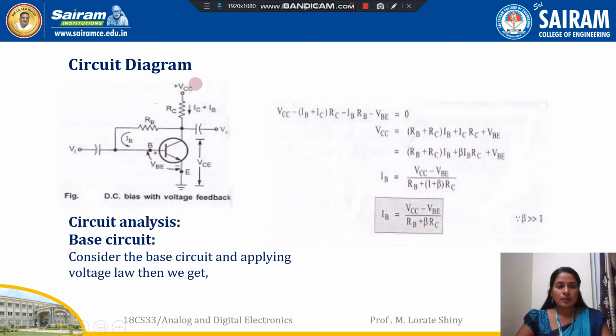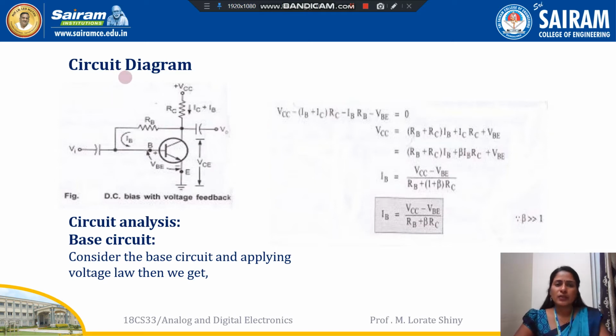In this biasing circuit, the biasing resistor is connected between base and the collector. So the IB current will be flowing through the RB resistor and IC plus IB current will be flowing through the RC resistor. This circuit is also known as feedback circuit. It provides better stability of the operating point against the thermal variation and beta transistor gain.